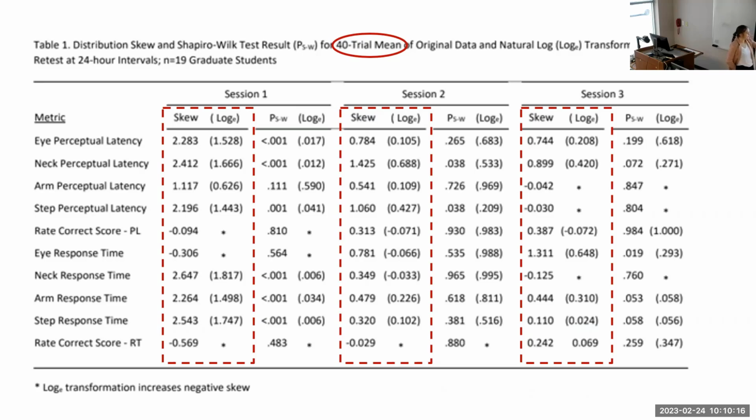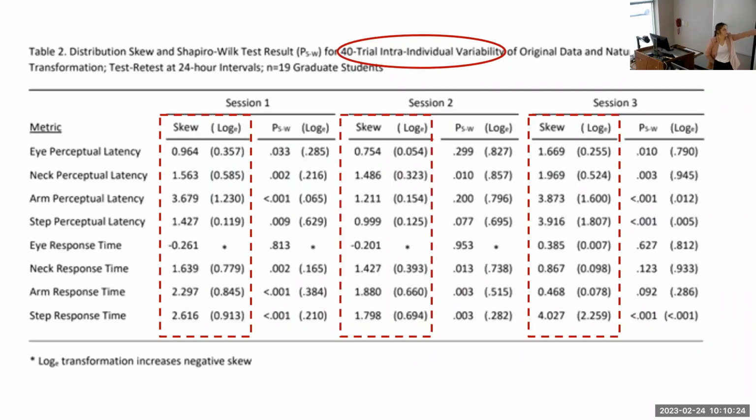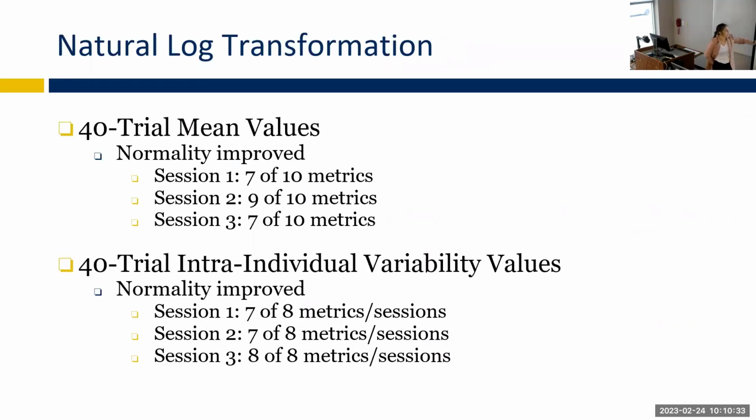So you can see that in every single one except for 3, we did the log transformation and it greatly improved for each session. Again, this is the same thing, but for IIV, for the variability instead of the means. And in this one, all of them except for 1 improved. And then this is our data to sum it all up.